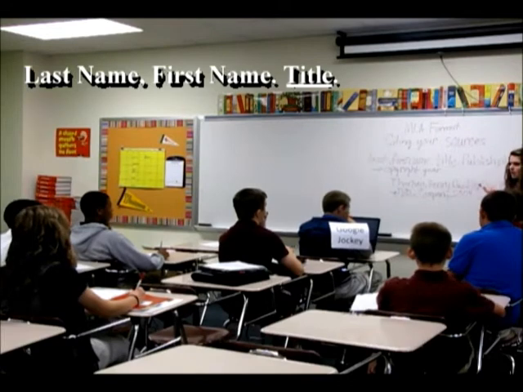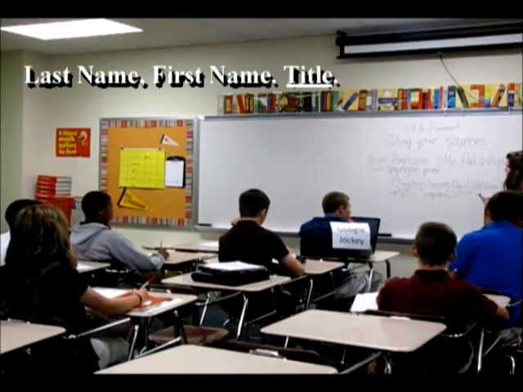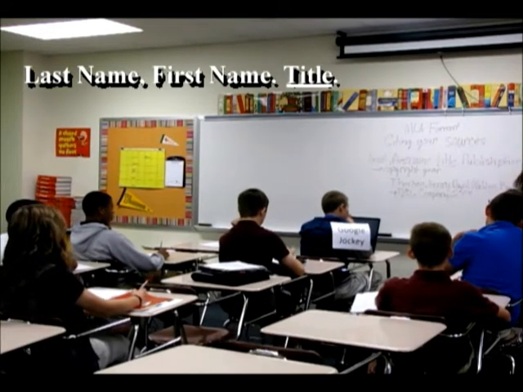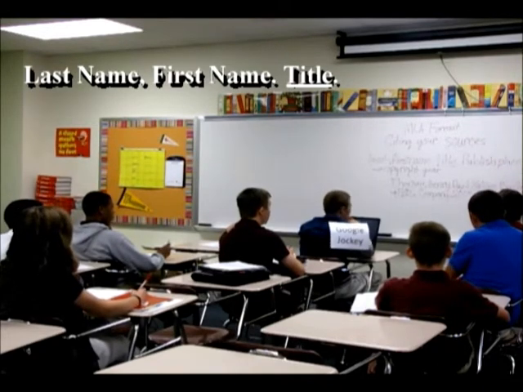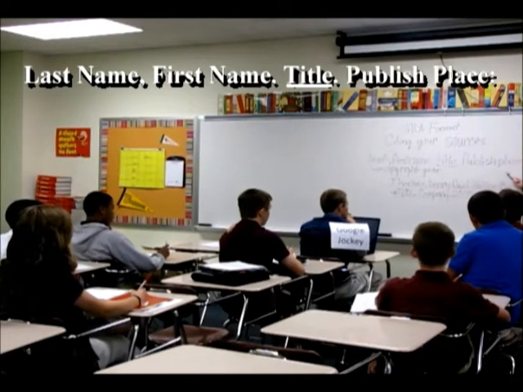You need to make sure to underline it and put a period at the end. So let's say that your chosen work is Walden. What do you need to do? Underline, and put a period. Good. The next part is the published place.